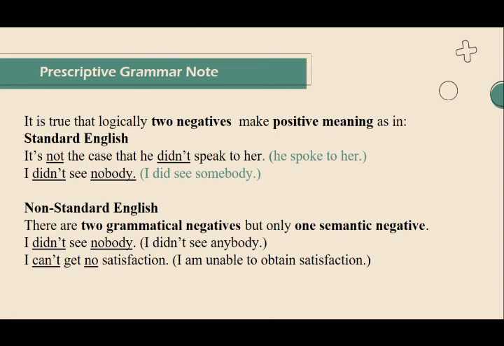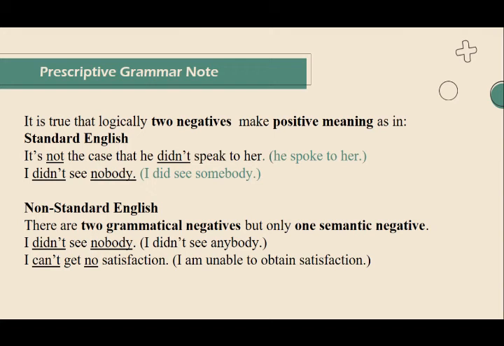While in non-standard English, there are two grammatical negatives, but only one semantic negative. For example, I didn't see nobody. There are two grammatical negatives, didn't and nobody. It shows that I didn't see anybody. And then, I cannot get no satisfaction. There are two grammatical negatives, but only one semantic negative. So this sentence shows that I am unable to obtain satisfaction.